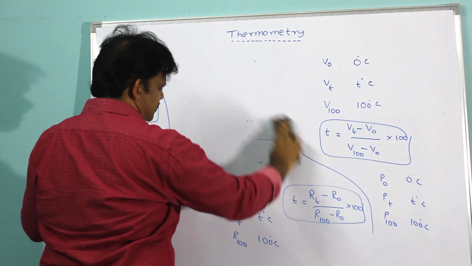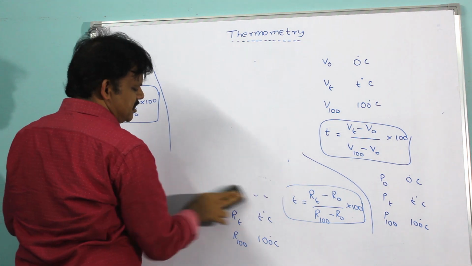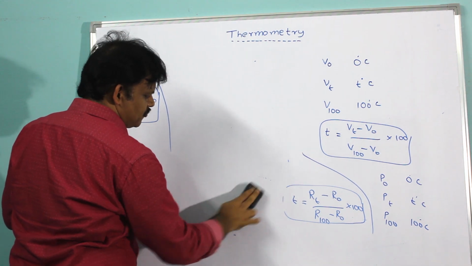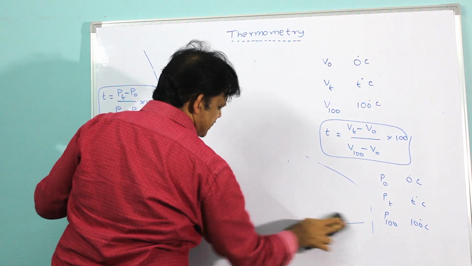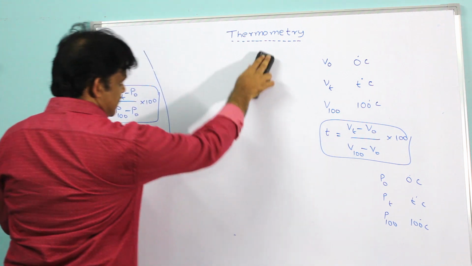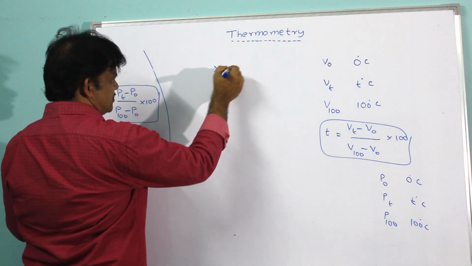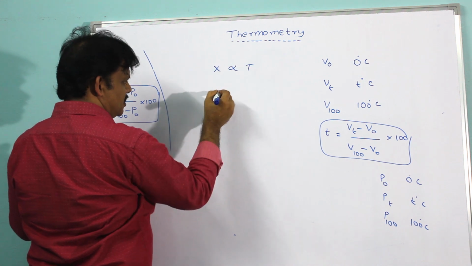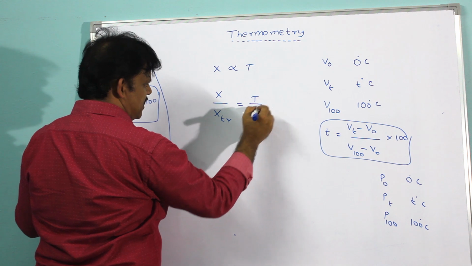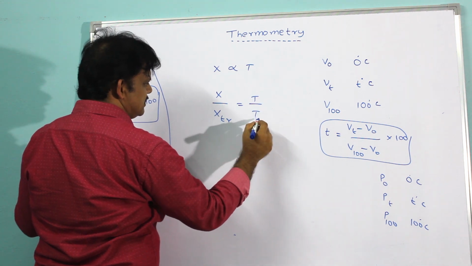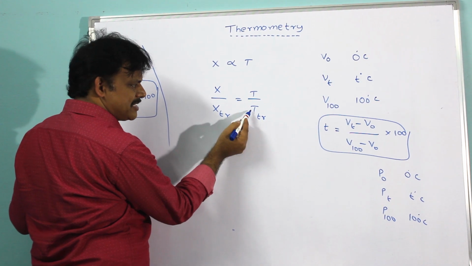Triple point method. Actually, in the triple point method, there is no need to use two fixed points. Here, the thermometric property depends on absolute temperature directly. Let the thermometric property be X. I can write like this: X is proportional to temperature. X by XTR is equal to T by TTR.